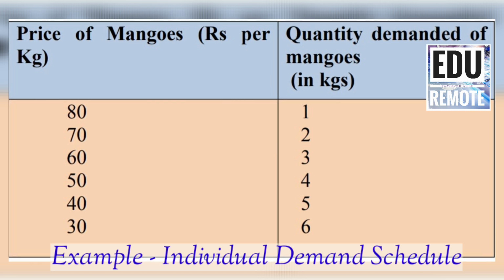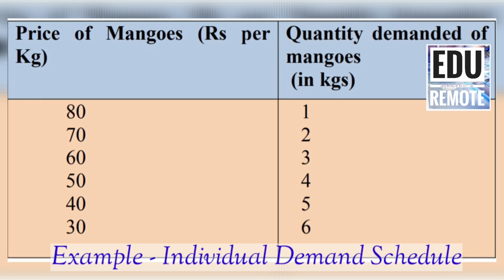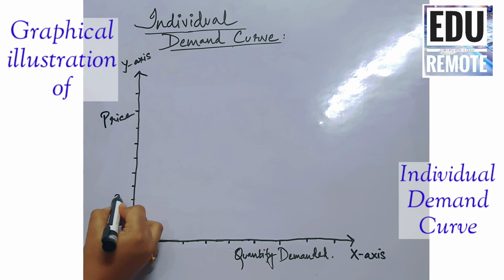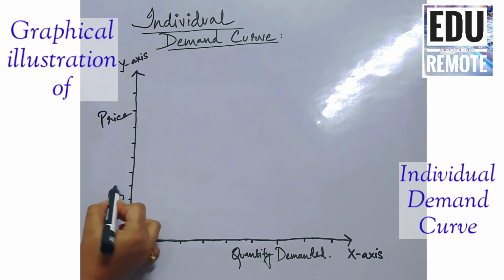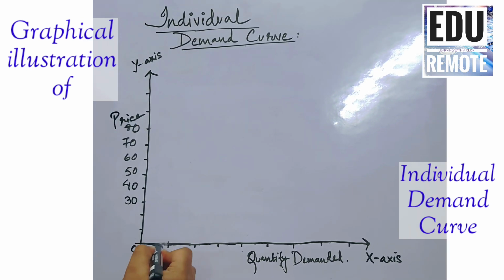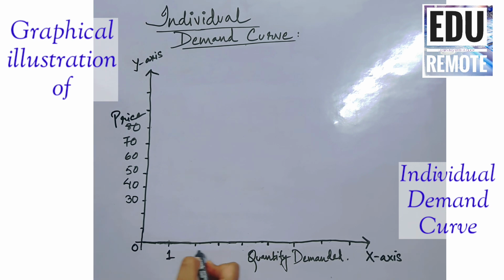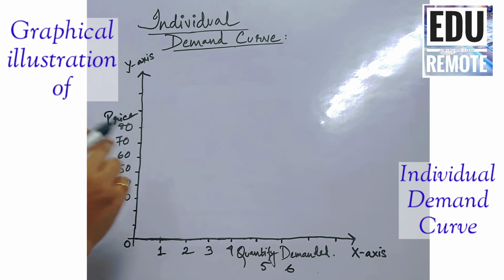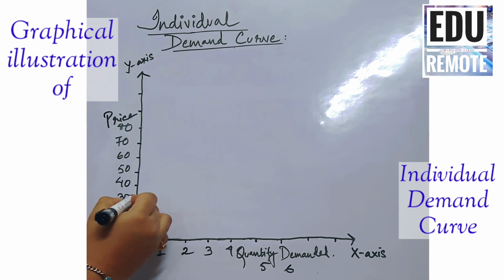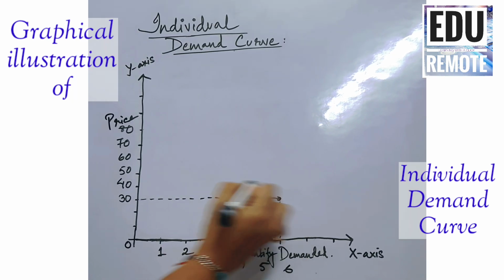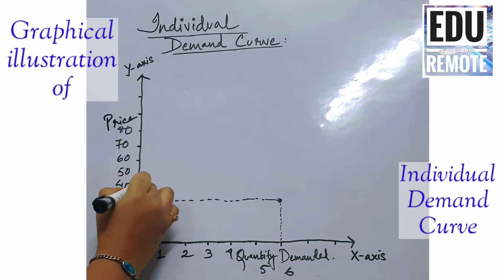Now we will understand the graphical illustration of this individual demand schedule leading to the individual demand curve. The graphical illustration of the individual demand schedule in our example is as follows. First, we will put the prices on the y-axis, and on the x-axis we will put the respective quantity demanded of mangoes. Now if we plot the respective points on the graph, it will look like this. At 30, the quantity demanded is 6. At 40, quantity demanded is 5.